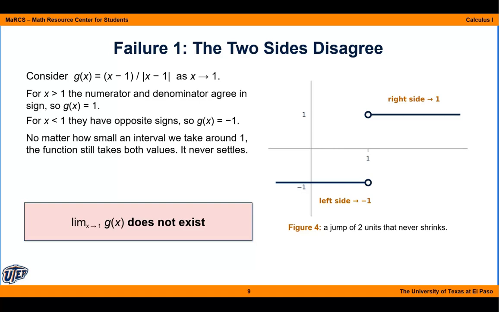As x approaches 1 from the left, the function approaches -1. As x approaches 1 from the right, it approaches +1. The 2 sides are separated by a jump of 2 units. No matter how closely we zoom in around 1, that jump does not shrink. Because the function approaches 2 different numbers from the 2 sides, the two-sided limit does not exist.